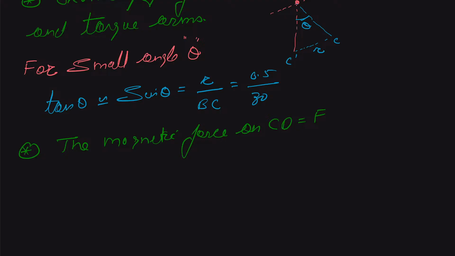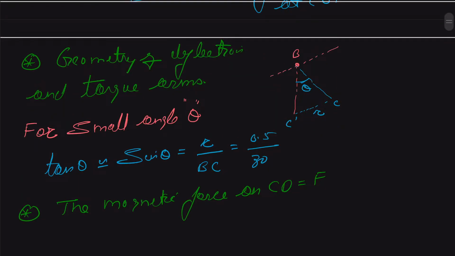And so for our small angle theta, we can assume that BC is nothing but equal to BC prime. For small angle theta, from here also we can say that BC is equal to BC prime, and therefore it will be equal to 0.03. So BC is nothing but a vertical, and this BC prime is vertical, and BC is at an angle of theta with respect to this BC prime. But for small angle theta, their length is almost equal.